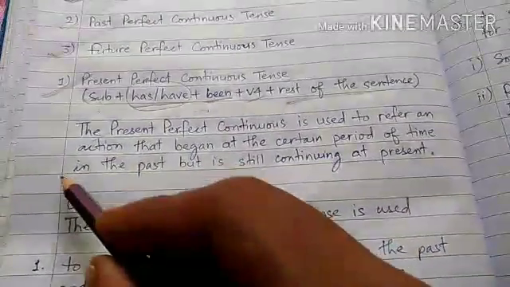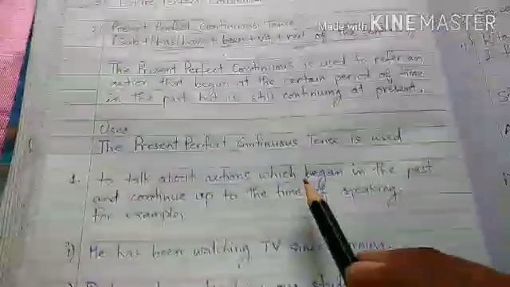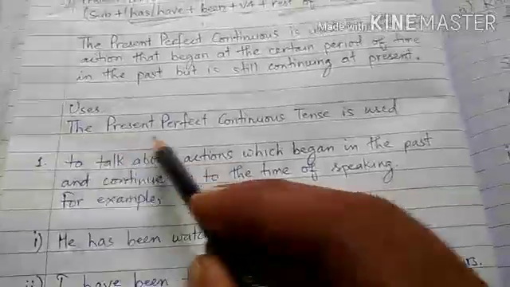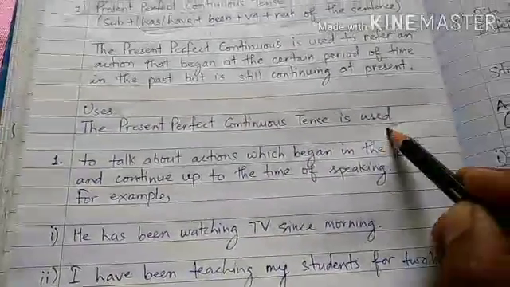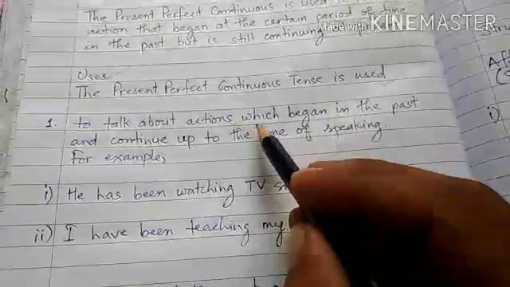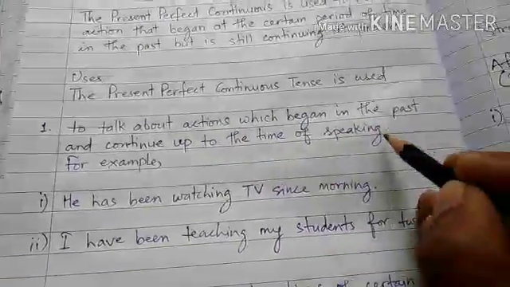So here we will understand what the uses of the present perfect continuous tense are. So let us understand the uses of the present perfect continuous tense. The present perfect continuous tense is used for what? Used to talk about actions which began in the past and continue up to the time of speaking.